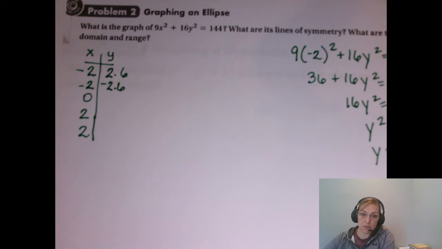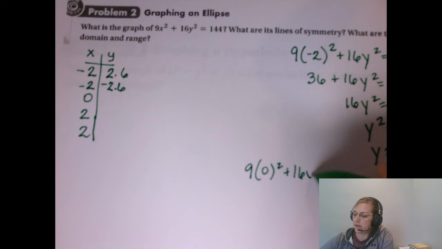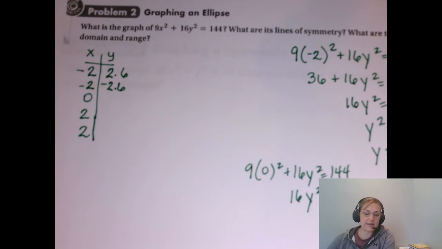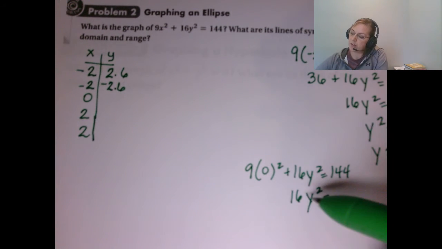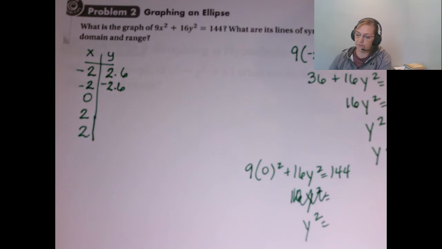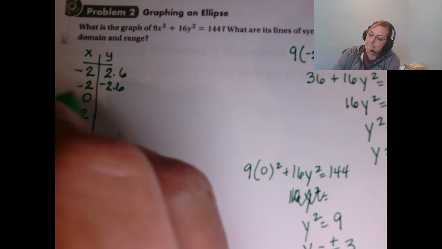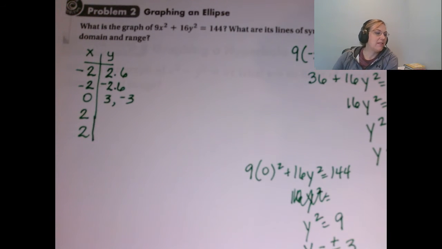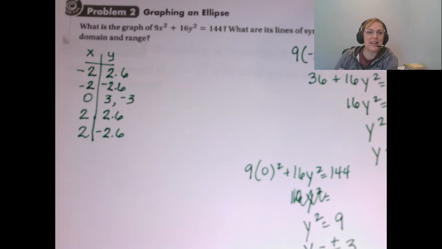Okay, let's plug in 0 next. So I've got 9 times 0 squared plus 16y squared equals 144. This one should be super easy. So I've got 16y squared equals, and then let's just go ahead and divide by the 16. So 144 divided by 16 should be 9. So at 0, we've got plus or minus 3. Yep. So I've got 3 and I've got negative 3. I'm going to write it like that. Okay, and then pretty easy to see that I'm going to get 2.6 and negative 2.6 there.